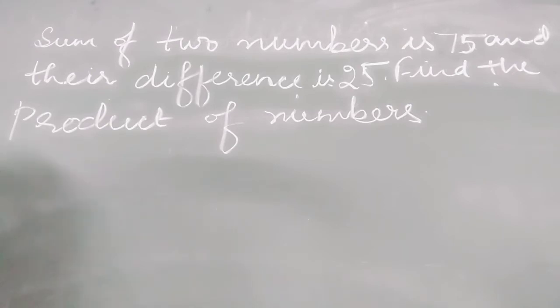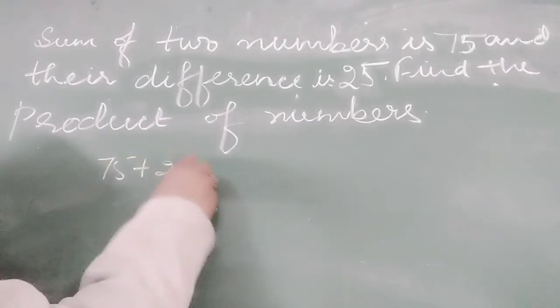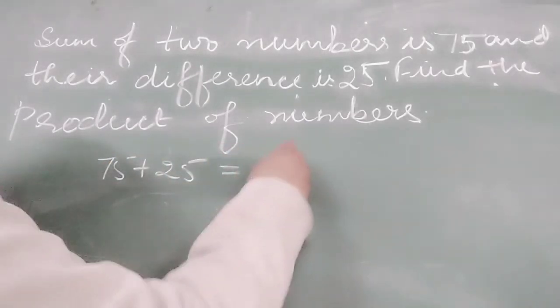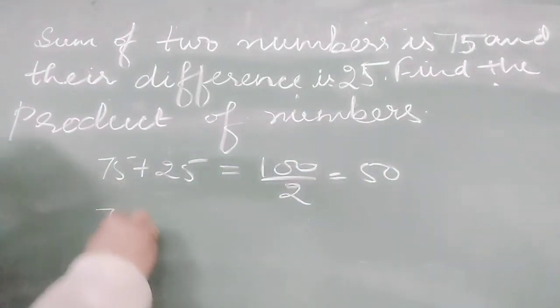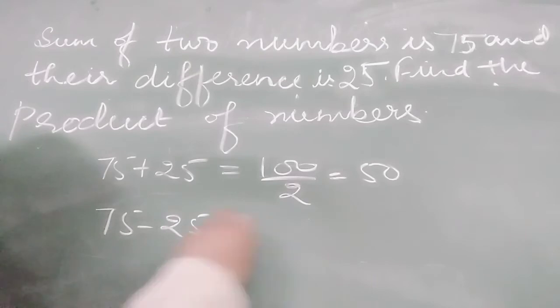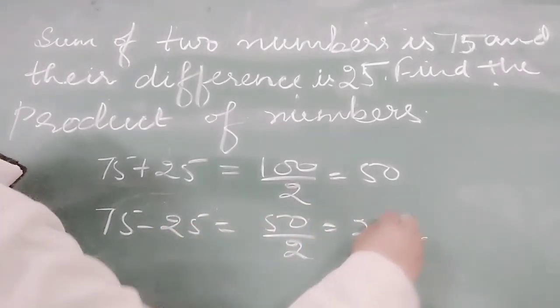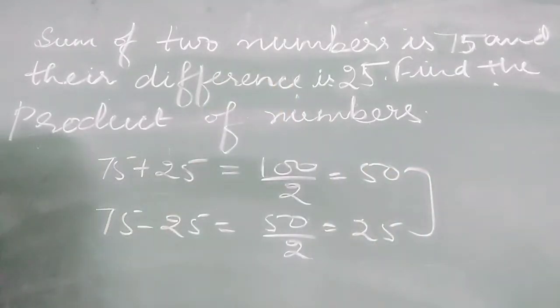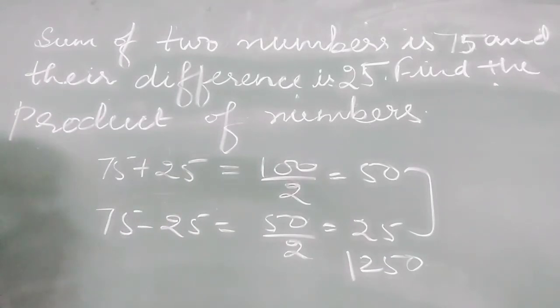Now in this question, the sum of two numbers is given as 75 and their difference is given as 25. You have to find out the product of the numbers. First we will find out the greater number. As you know, to find the greater number, you add these two numbers and then divide by 2. So the greater number is 50. For finding the smaller number, we subtract them and then divide by 2, which gives 25. Now we have to find the product of 50 and 25, which is equal to 1250.